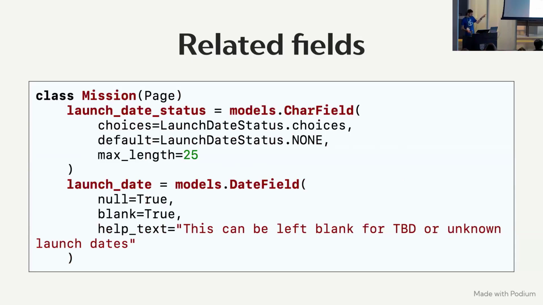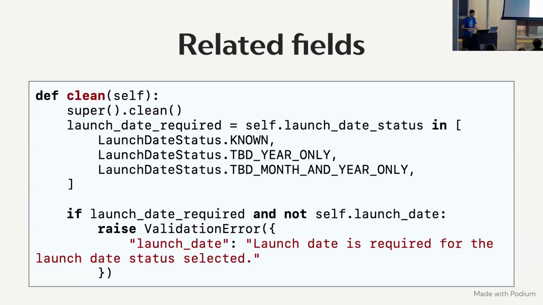Then there is the date field, launch date, for actually choosing a specific launch date. And depending on what is selected for launch date status, we may want to require that an actual launch date gets entered. So here's the clean method that lets us do that. If the launch date status is exactly known, or even if we only know the year or the month and year, then launch date field is required. So that Boolean evaluates true. And then if it's required, but launch date is not set, then we raise the validation error.